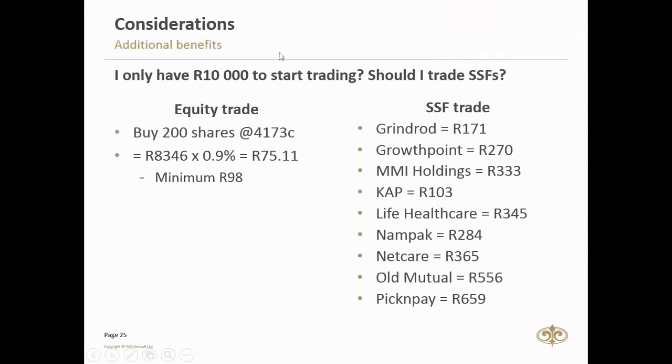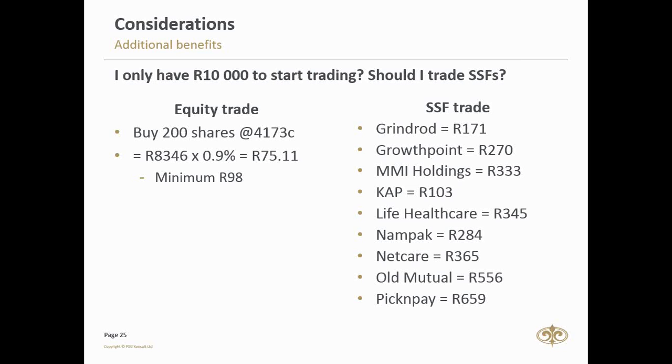I only have 10,000 Rand to start trading. Okay, so some of you might be in that scenario. Should I trade single stock futures? The ideal situation, you guys heard me before, is the bigger the capital you got, the better, because it gives you more flexibility. So I always suggest 100,000 plus, especially when it comes to position sizing. We talk about allocating 2% risk per trade. So 2% on 100,000 is 2,000 Rand. That's the most you should ever lose on a trade.